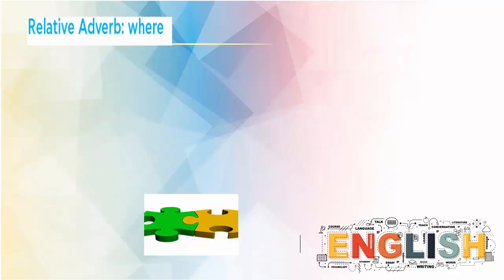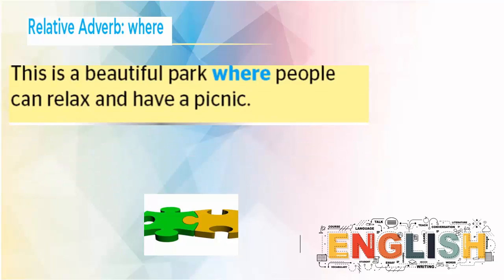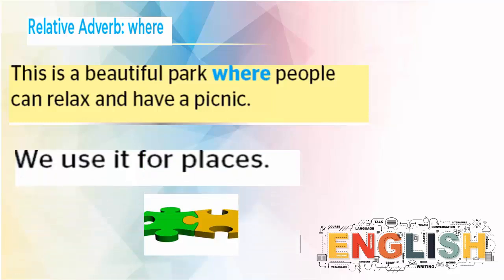Okay, let's start with the first sentence here. I would like you to read it and tell me, what does the word in blue indicate? Alright, this is a beautiful park where people can relax and have a picnic. So here we talk about a beautiful park. It means a place. So we use the relative adverb where to indicate places.